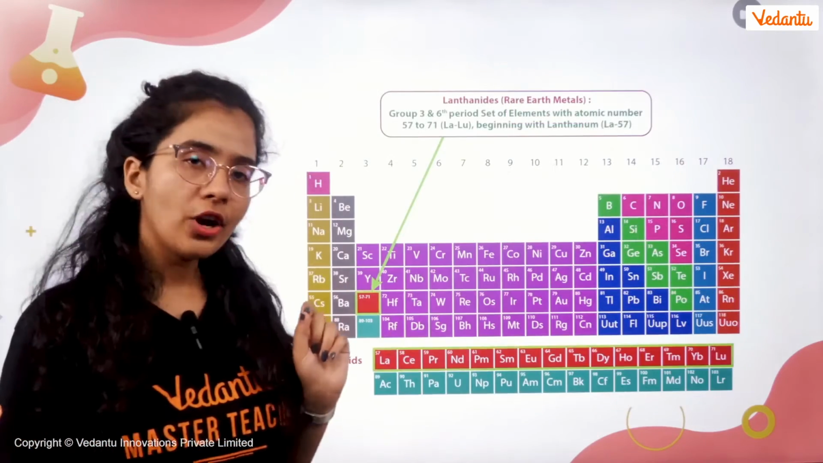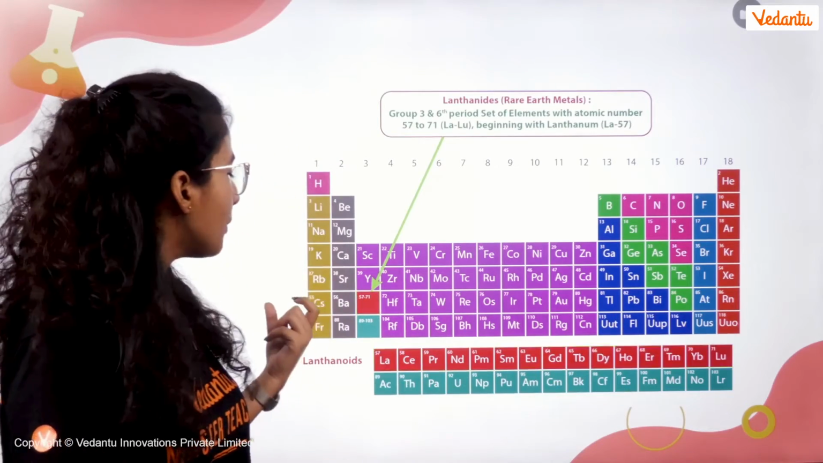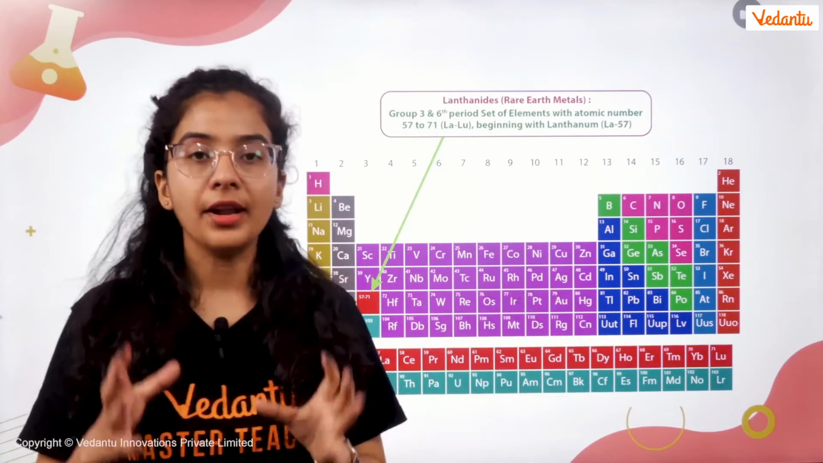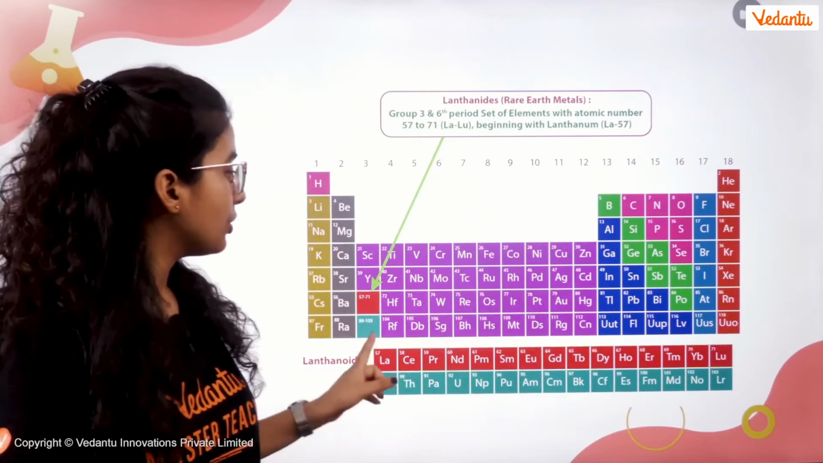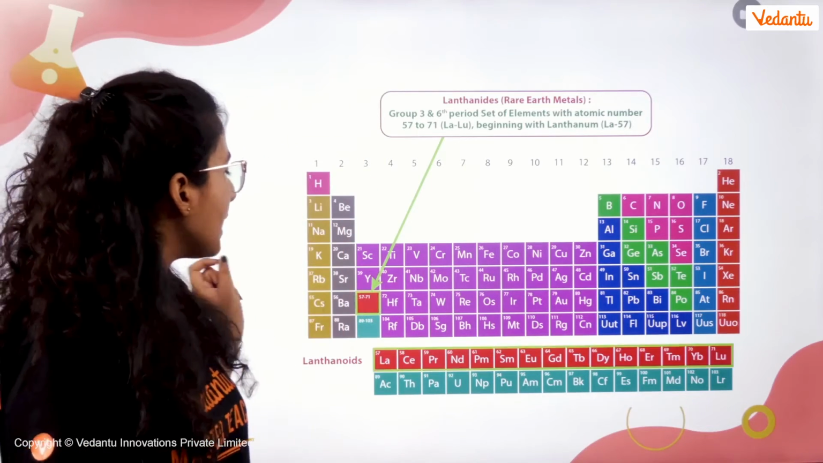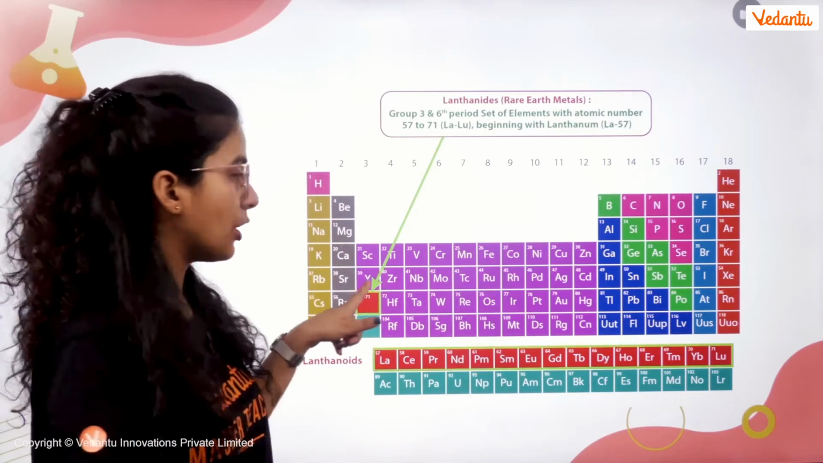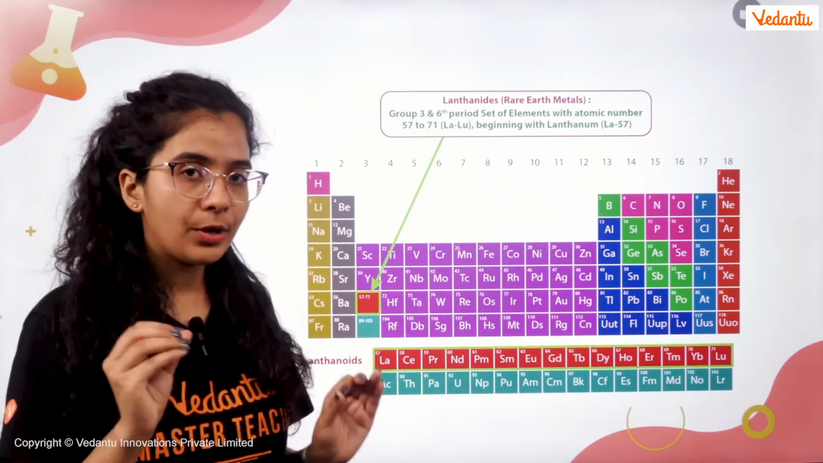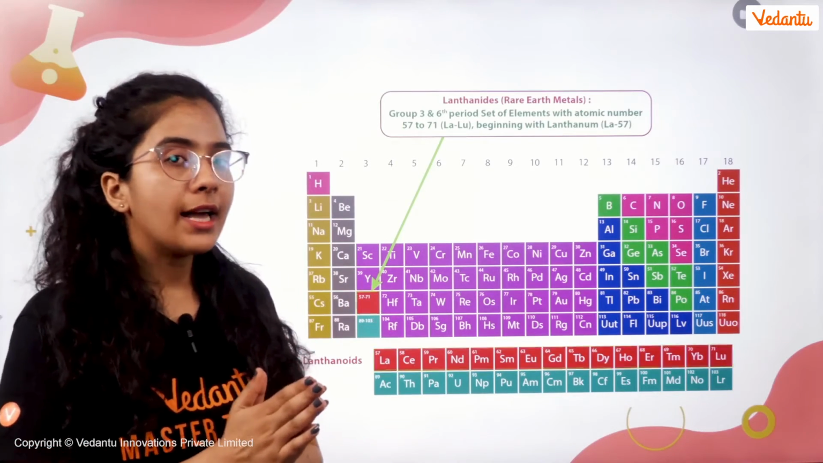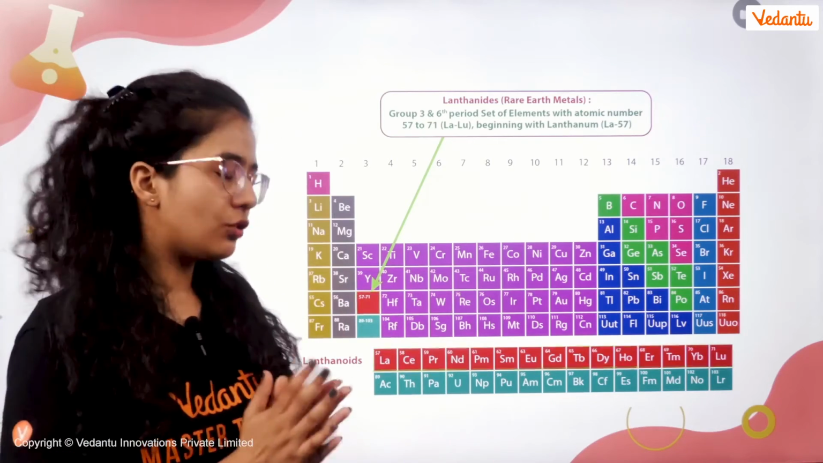Then what are lanthanoids? Elements from lanthanum to lutetium, atomic number 57 to 71. These are known as lanthanoids. So these elements we have taken from here, group 3 and 6th period. But we didn't keep these elements in the periodic table here because it will disturb the entire periodic table. That's why they kept these elements below the periodic table. That's actually a drawback, right?